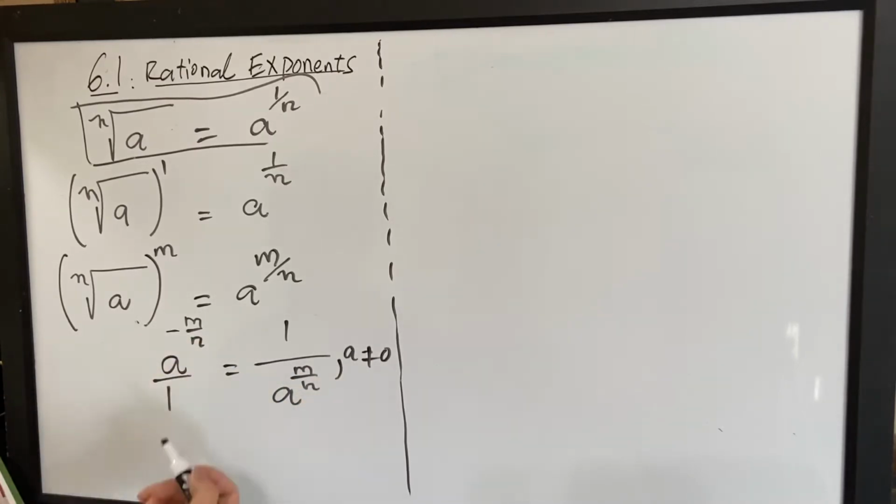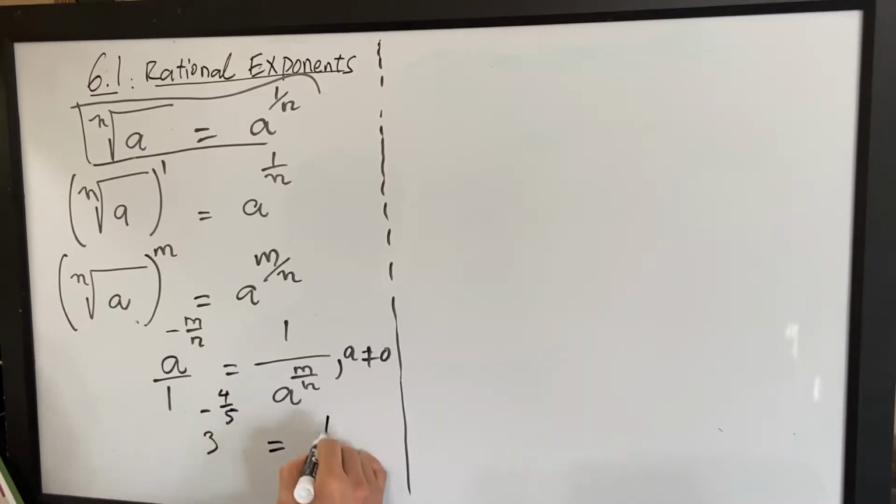So by that, for example, if you have 3 to the negative 4 over 5, how would I turn this into the positive? That is 1 over, one step ahead of you. So this right here is 1 over 3 to the 4 over 5.